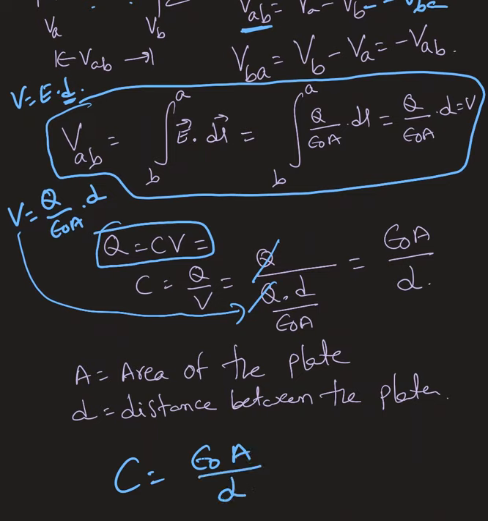Epsilon naught is a constant, A is the area of the plates, and D is the distance between the plates. So as long as we know the area of the plate and the distance between the plates, we can find the C value. This is how the manufacturer determines the capacitance value. He will know the size of each plate and the distance between the plates, and based on that, he will give us the capacitance value.